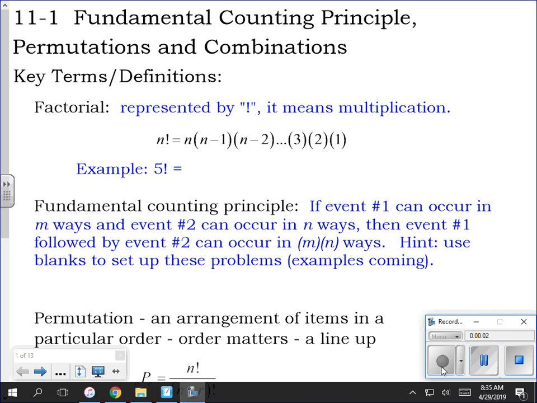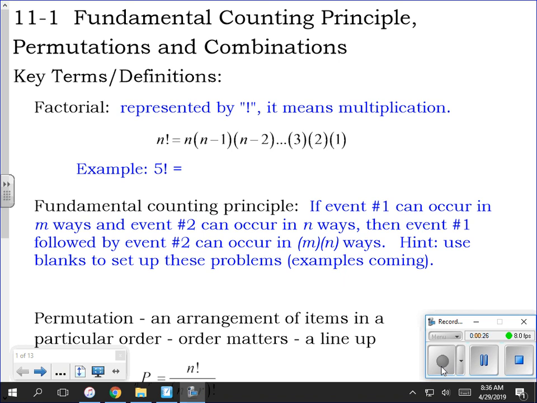Fundamental counting principle, permutations and combinations. Like I said, you're going to be using the PRB key, the probability key on your calculator, because the biggest part about probability is how to count things. That's what we're going to do today. We are going to learn how to count. A little more complicated than you did when you were a little kid, but basically this is counting.